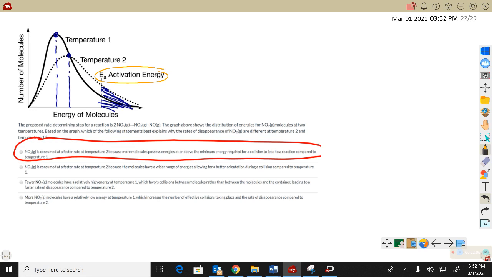When I increase the temperature, it's like that graph scooches over to the right and lengthens a little bit. The area underneath each graph is the same in that it would represent the same number of particles, but at a higher temperature, they end up representing a little bit wider range of energies. The more particles at or above activation energy.